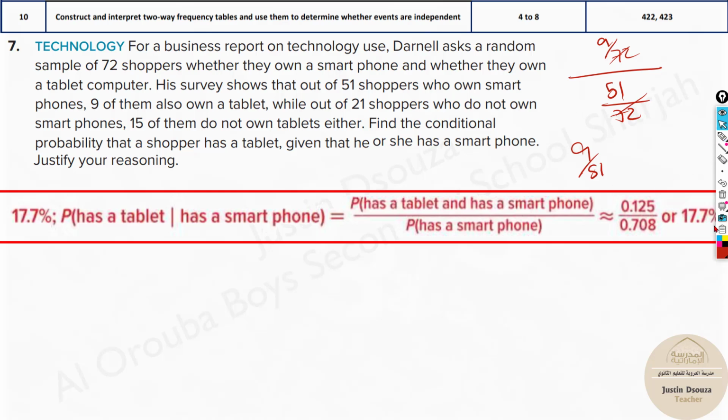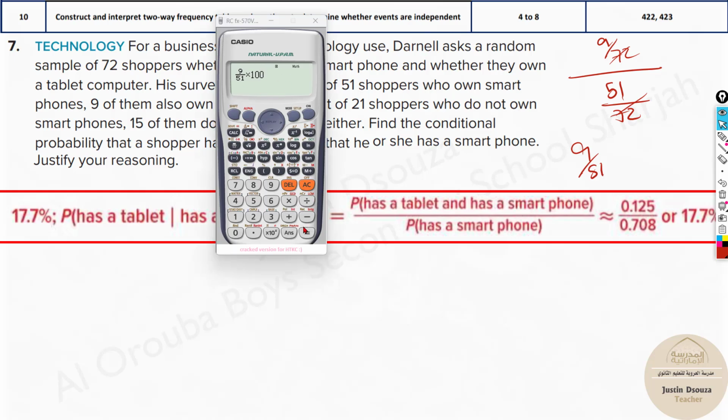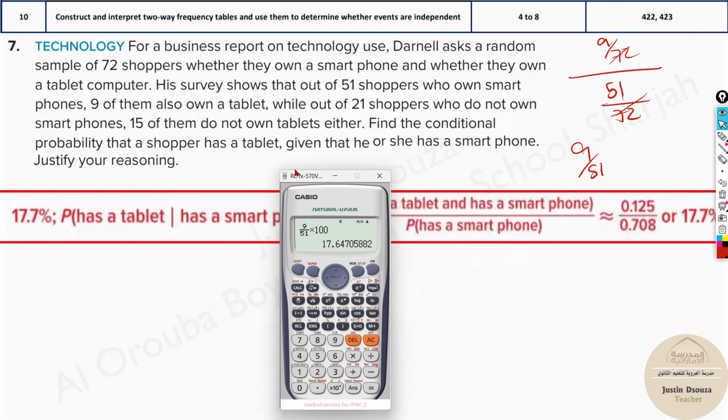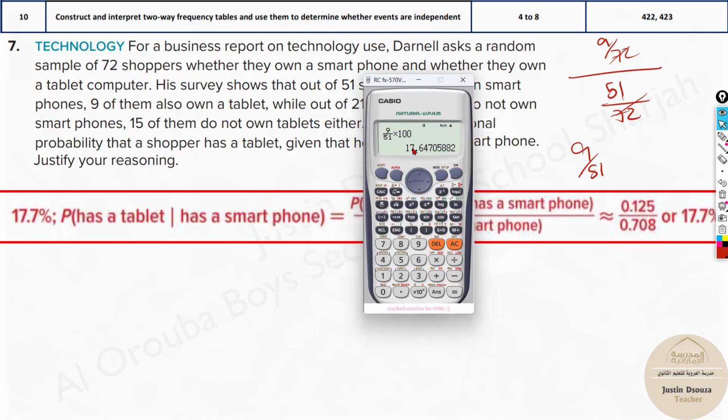If you do 9 by 51, you must get 17.7%. Let me just do it. Because we are taking the values in percent, I have multiplied by 100. Here it is 17.64, and they have rounded it to 17.7. If you're wondering why, it is because they have rounded off these values. They have not taken the full values, but if you take the actual value, it should be 17.6 if you're rounding off to the nearest tenth. But they have not told us to round off to anything, so it's fine. This is also a possible answer, the closest to it. In the exam it'll be much clearer, so not to worry, and it's better to take the exact values. That is much more accurate.